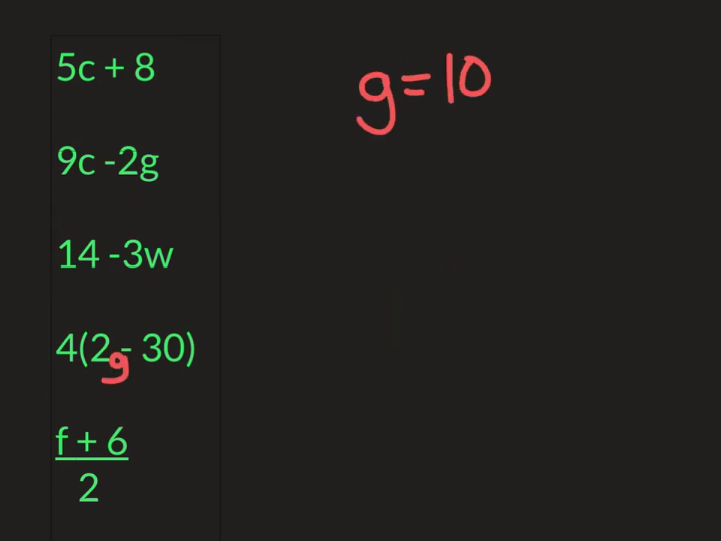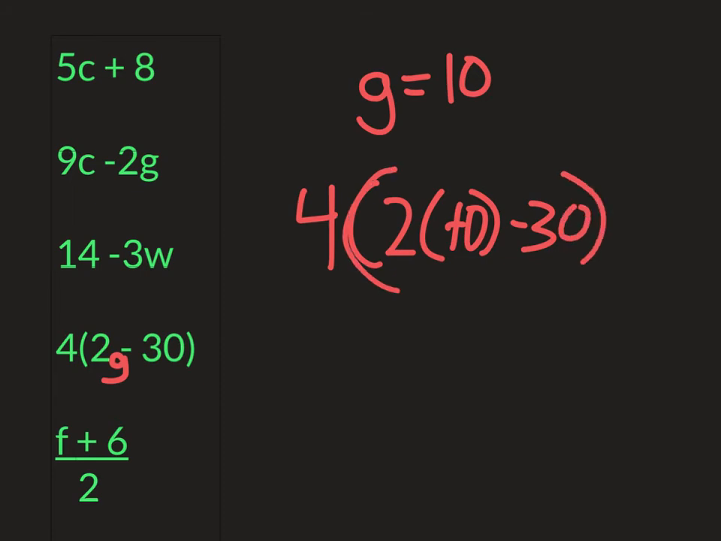Evaluate when G equals 10. So let me substitute. That'd be 4 times 2 times 10 minus 30. Now we can do our grouping symbols first. Inside that grouping symbol, I would try to do my grouping symbol. I'm going to do leave, change, opposite. Nothing to be done, so I multiply. 2 times 10 is 20. 20 plus -30 is -10.